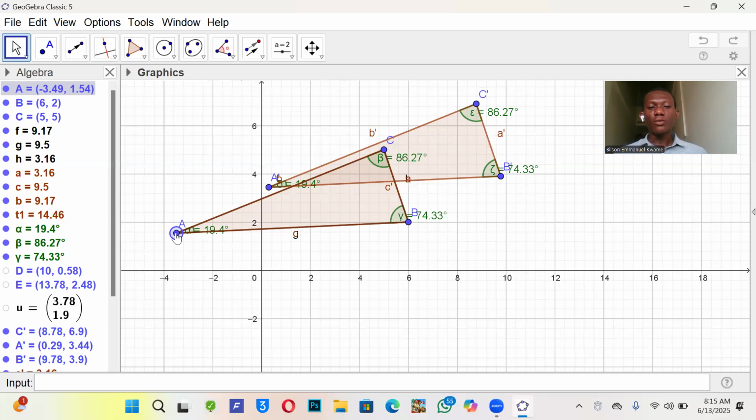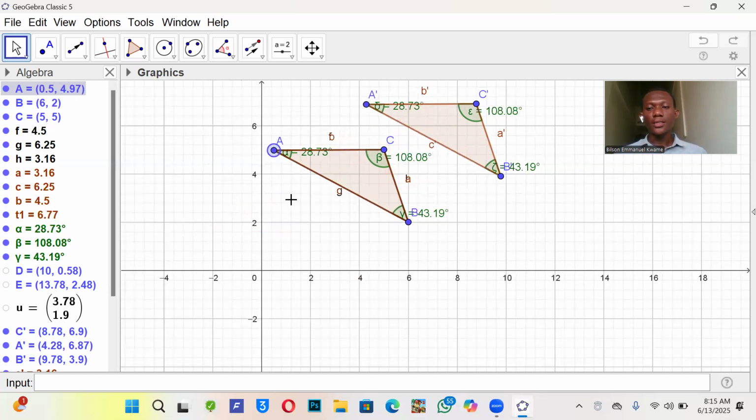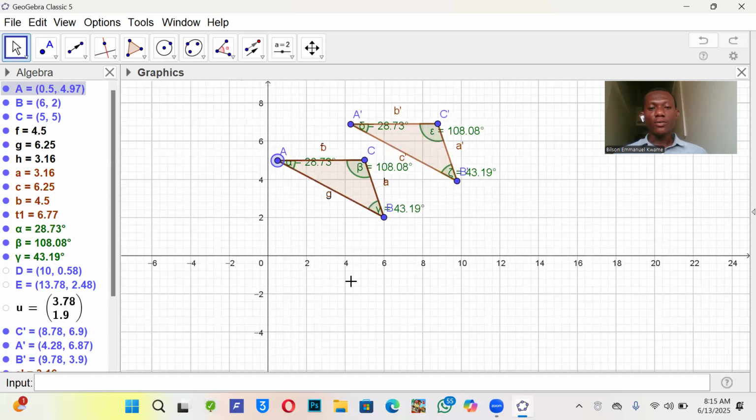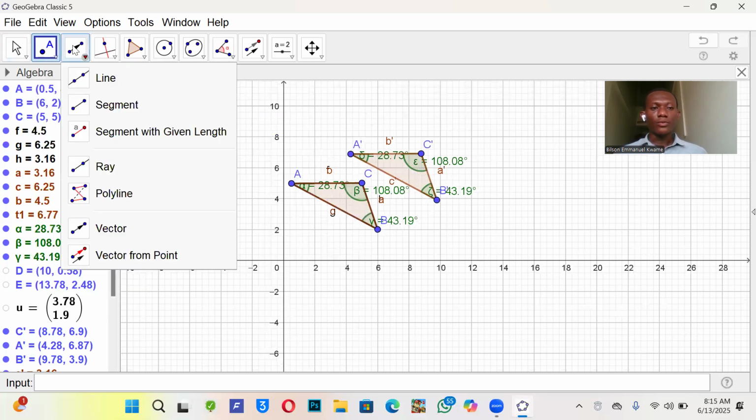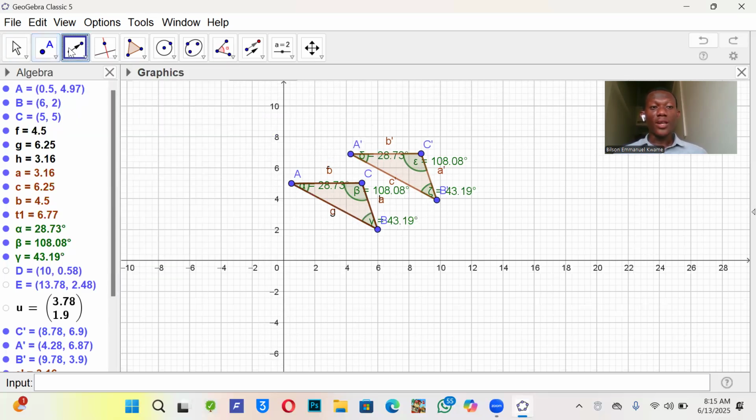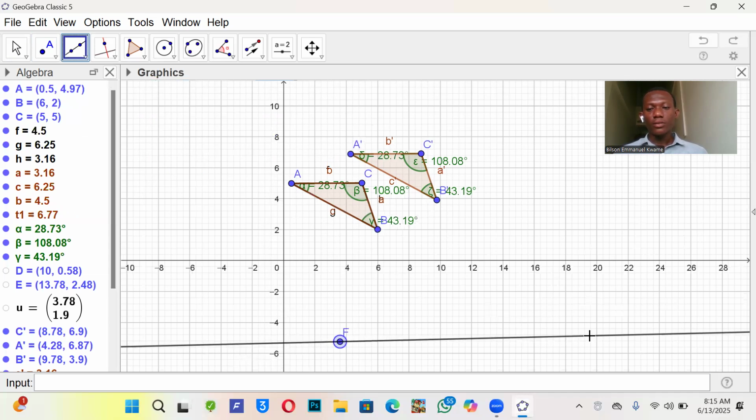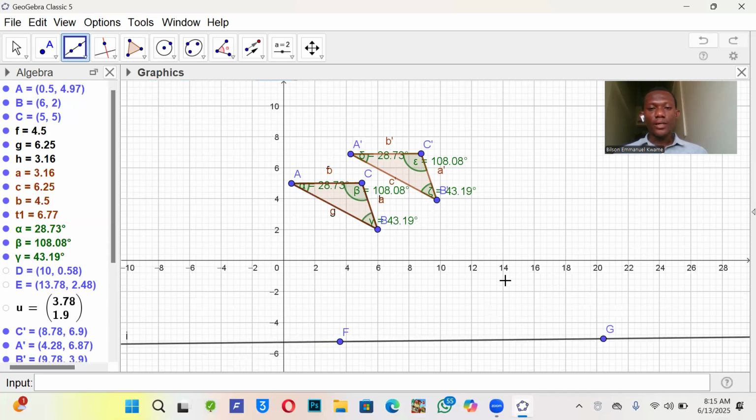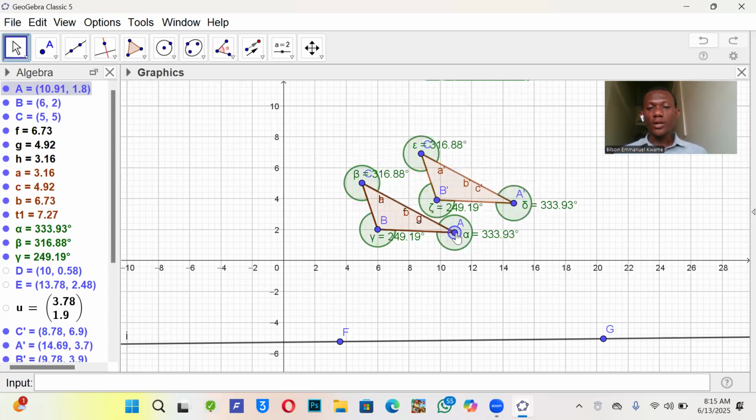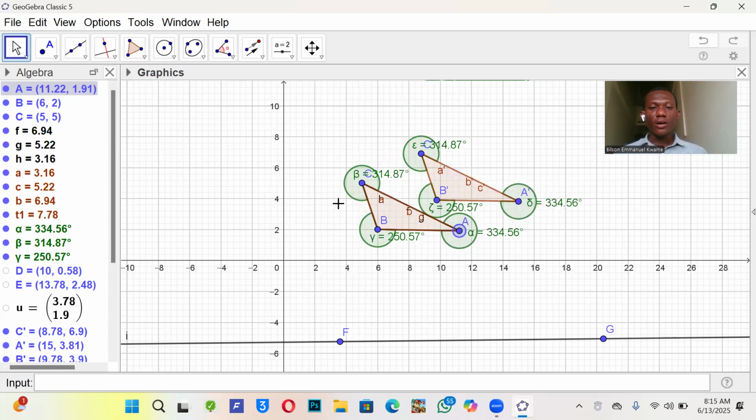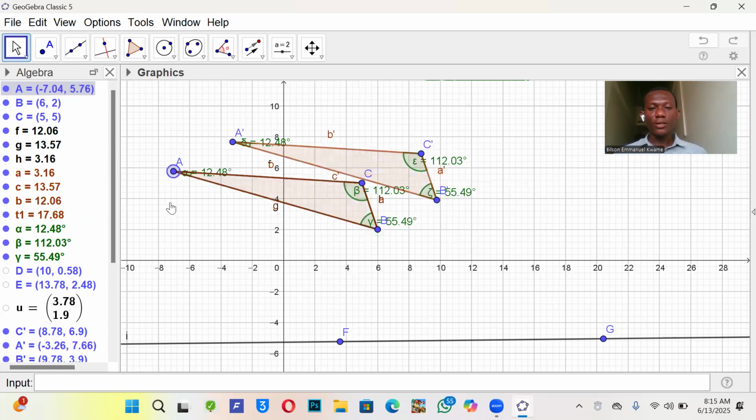Another way of cloning a triangle is, first of all, we use our points. We come to line and draw a line. We've gotten a line. Then let me position the triangle well so that I can clone. We clone the original triangle, we don't clone the clone. Do you get it? So now I'm coming to clone the original triangle.